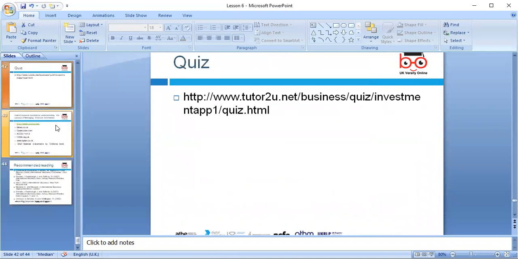I included the slide with a purpose: you can try to attempt this quiz at the end of the lesson. This is quite good too, and it will help you enhance your understanding.